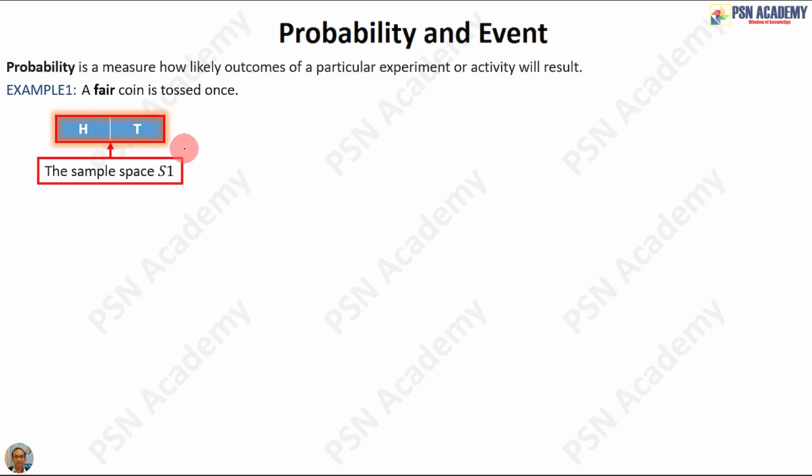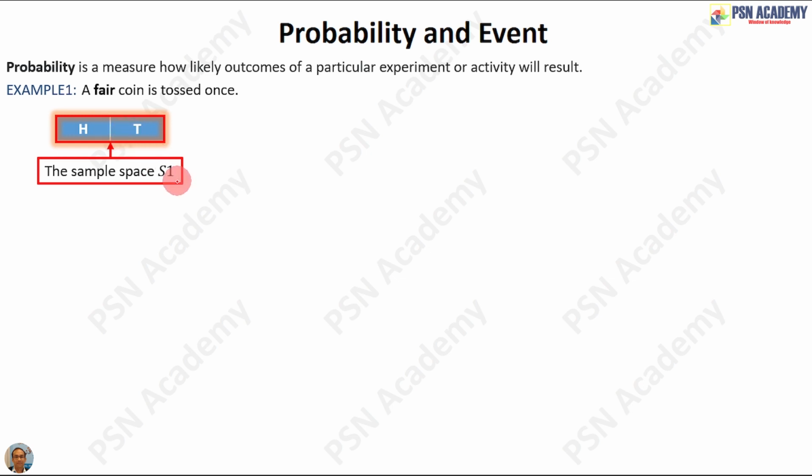This collection of all possible outcomes of the trial is your sample space. We give the name of the sample space as S1, and this S1 is a set of all possible outcomes. That is, in this trial, H and T are the two elements of the set S1.